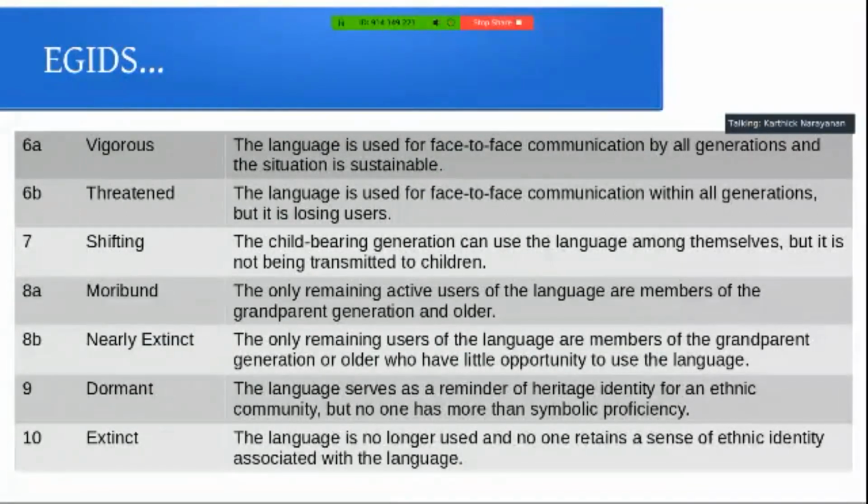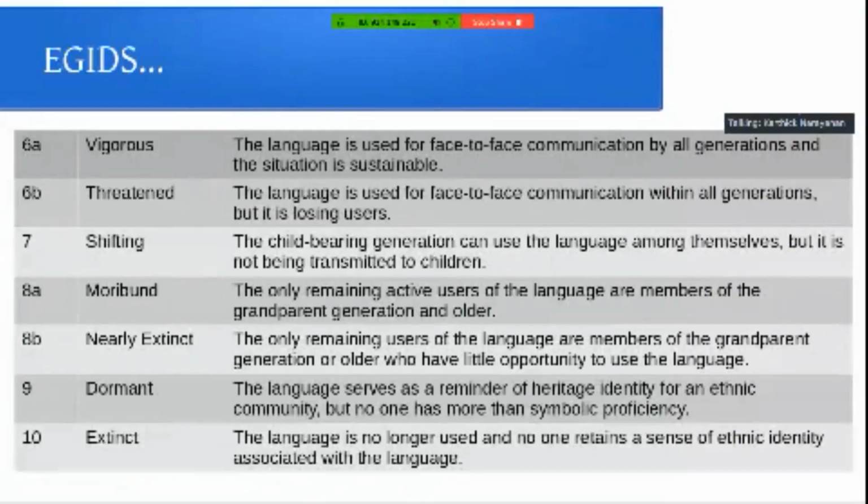And again, do not take into account, let's say, a language that is being orally thrived, they call it threatened or vigorous. But 6b to 10 is generally considered as endangered languages within the EGIDS scale, within the Ethnologue scale. And again, this is one of the most widely available scales that people use.